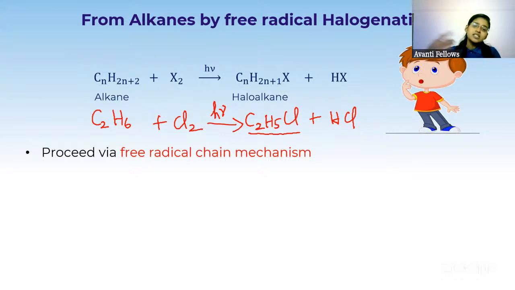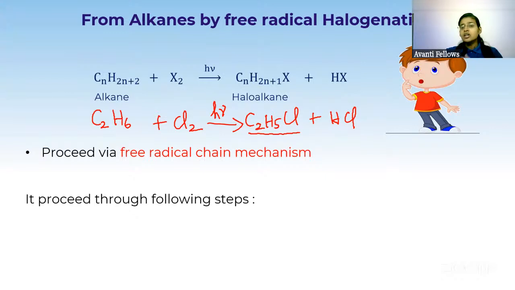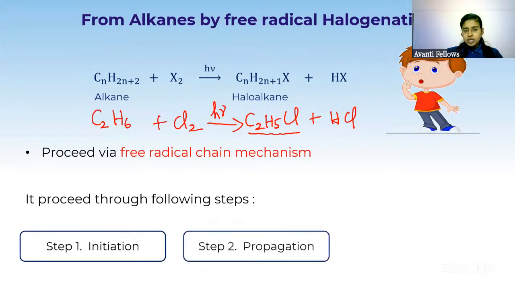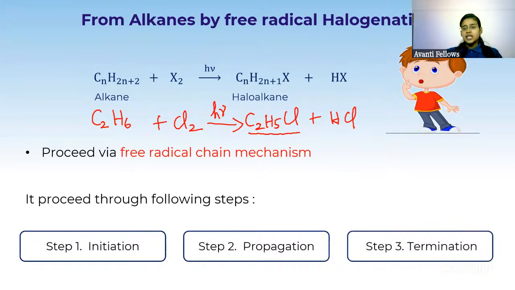So free radical chain mechanism means it will take 3 steps. It proceeds through the following 3 steps. Step 1 is called initiation, step 2 is called propagation, and step 3 is called termination. So first we will start the process, then we continue that, then we stop it. So through these 3 steps, we are doing the free radical halogenation in presence of the sunlight, and from that we are getting the haloalkane.